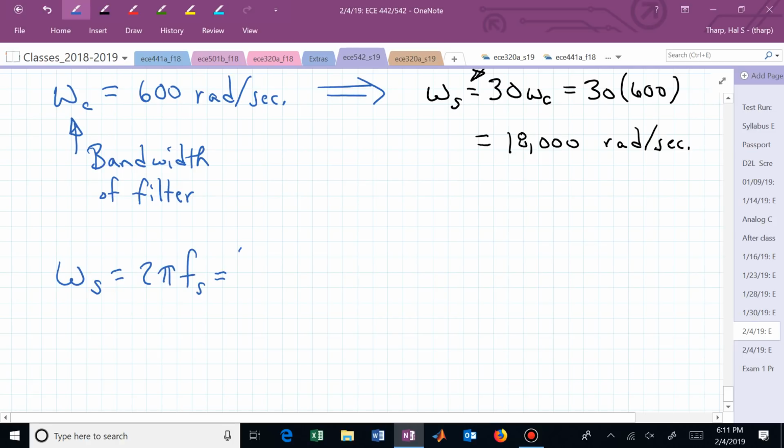We wanted capital T, and we can find that by realizing that capital T, the sample period, is the reciprocal of the sampling frequency in hertz, and the sampling frequency in hertz is related to the sampling frequency in radians per second by this factor of 2 pi. Omega sub s is 2 pi f sub s, and that's 2 pi over T, so that now if we solve that for capital T, we now have 2 pi over omega sub s.